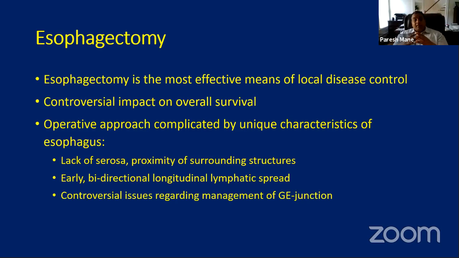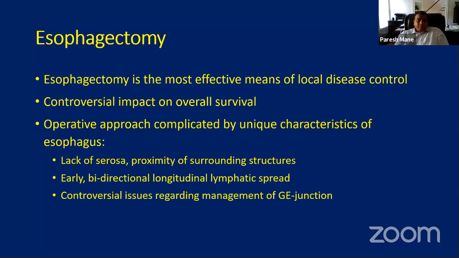And then the controversies associated with the GE junction. Because we think of esophagus and stomach as separate organs, a thoracic surgeon will take care of the esophagus and the stomach will be taken care of by the surgical oncologist. That becomes one of those gray zones where sometimes we end up doing a total gastrectomy in addition to an esophagectomy, or you'll do a total esophagectomy with just a partial gastrectomy, depending on what is our training, what is our gestalt, and how we've been brought up. And so there are some controversies associated with the GE junction tumors. I'll come to that in a second.